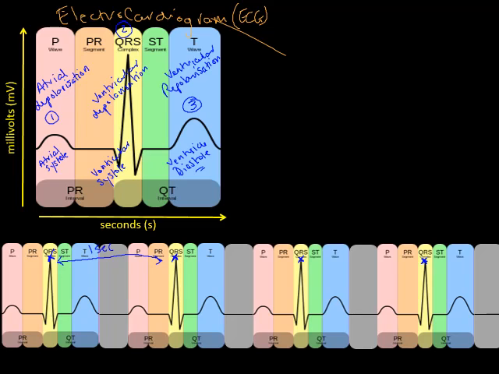Now if this was, for example, not 1 second but say 0.8 seconds here, then the heartbeat would be 60 seconds divided by 0.8 gives us 75 beats per minute. So if we know the distance in time between one part of the ECG and the next ECG trace, we can actually work out the rate of beating of the heart.